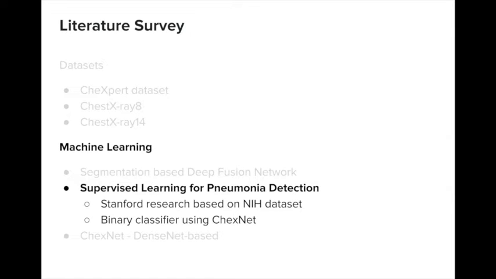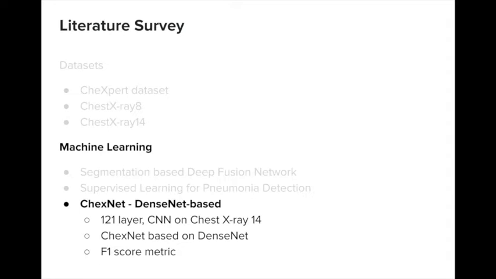The second paper we looked at was supervised learning for pneumonia detection. This was done by Stanford researchers using the NIH dataset. This was a binary classifier which used CheXNet. CheXNet is basically a DenseNet-based network which is 121 layers deep, uses CNNs, and it uses the F1 score metric.